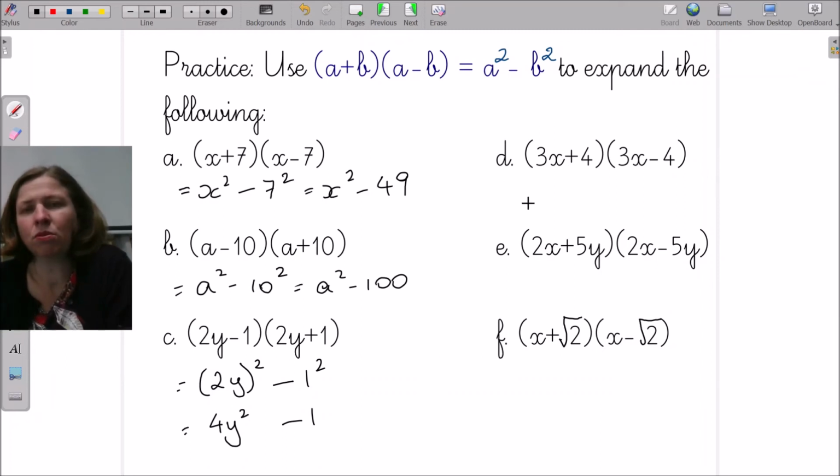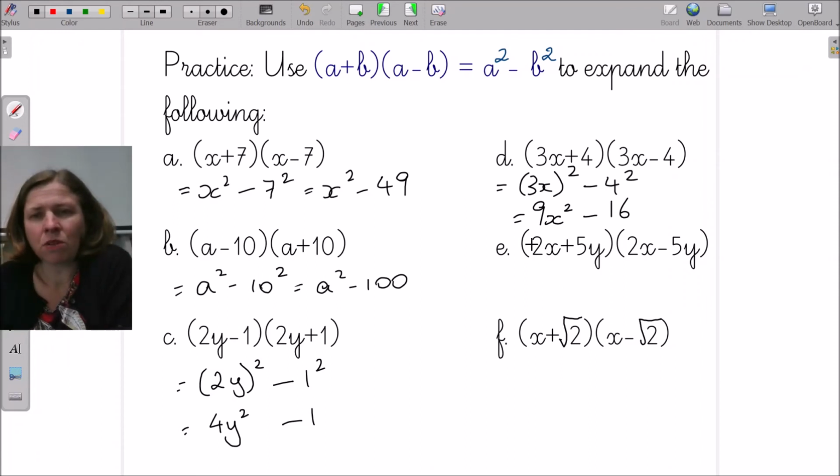For my next example, again, I've got to be really careful. I'm going to have 3x squared here, and I'm going to subtract 4 squared, which gives me the 3 squared is 9, the x squared is x squared, subtracting the 16.